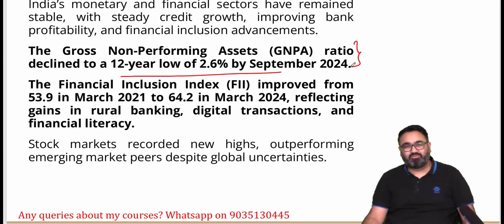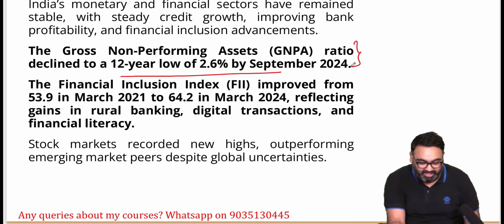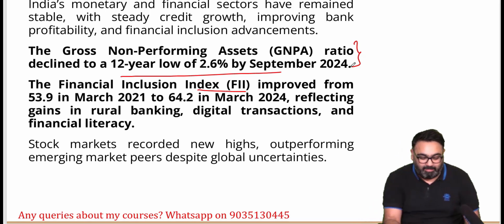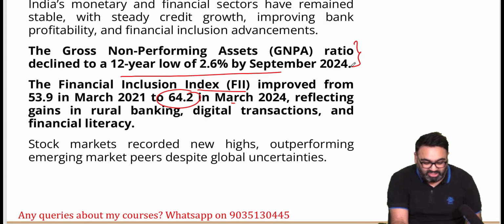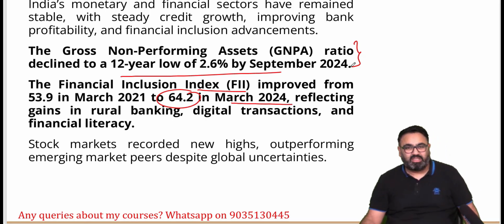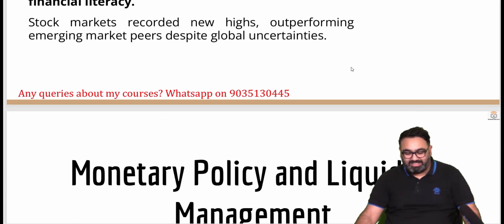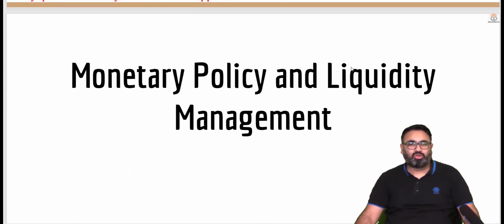The other aspect of this chapter is that the financial inclusion index, that is how many people can attain financial services, the financial literacy, is also on the rise. We have seen this number go up to 64.2 in March 2024, especially with the penetration of rural banking. Lots more banks being opened in rural areas, many people getting credit easily as compared to earlier. All this has led to a good score in the financial inclusion index as well.